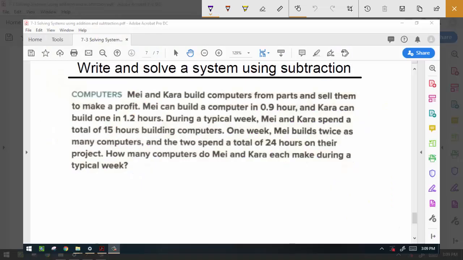All right, for our last example, they want us to write and solve a system, but they want us to use subtraction through elimination, or elimination through subtraction. Okay, so that's what this says here.